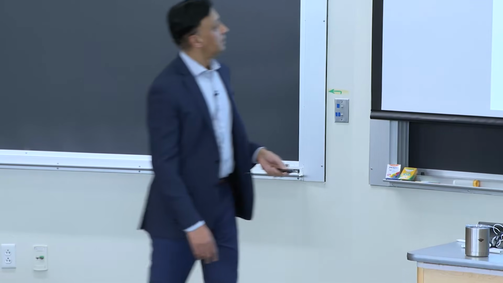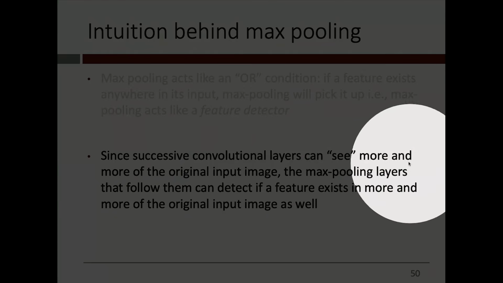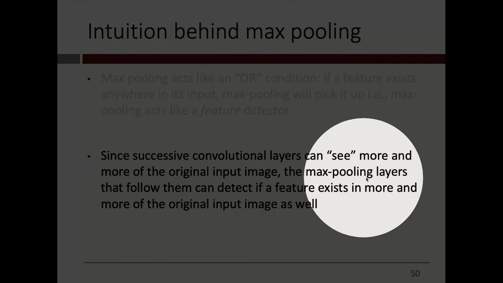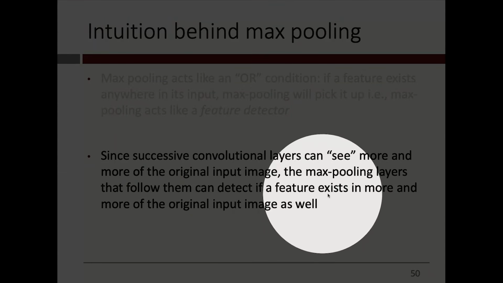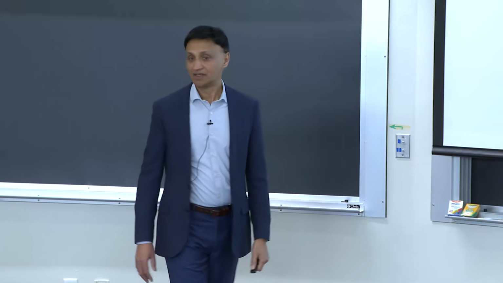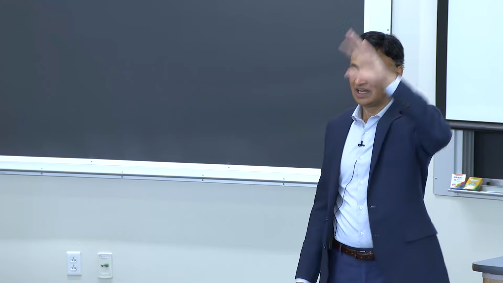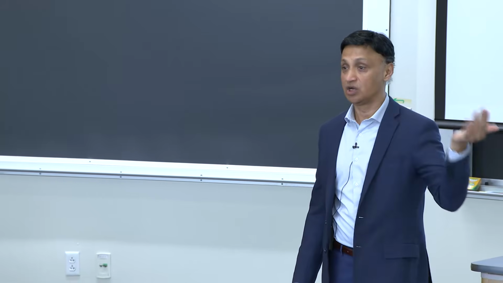All right. So now, as we saw, since successive convolution layers can see more and more of the original image, the max pooling layers that follow them can detect if a feature exists in more and more of the original input as well. So by the time you get to like the 7th, 8th, 9th layers and so on, this thing is actually really smart. It's operating at a very high level of abstraction. You can think of it as having basically tagged all the features in the image at various resolutions, and it can work with that.